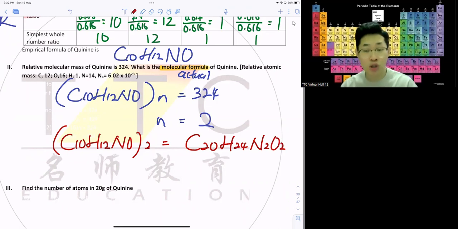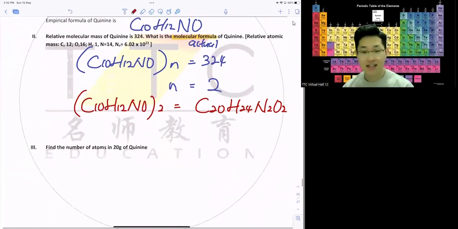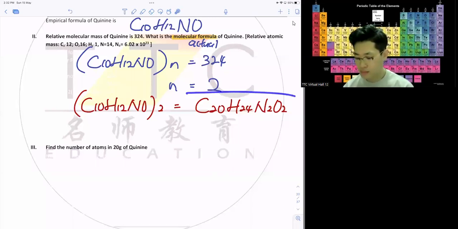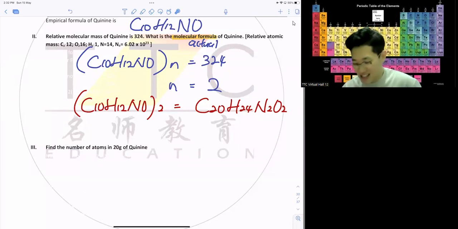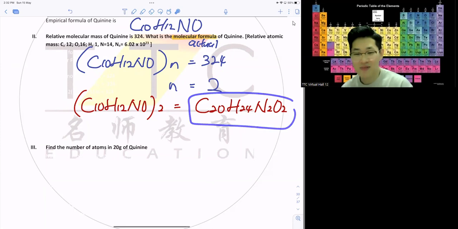C20H24N2O2. I write NO bracket 2. Cannot write NO bracket 2. Must write like this.